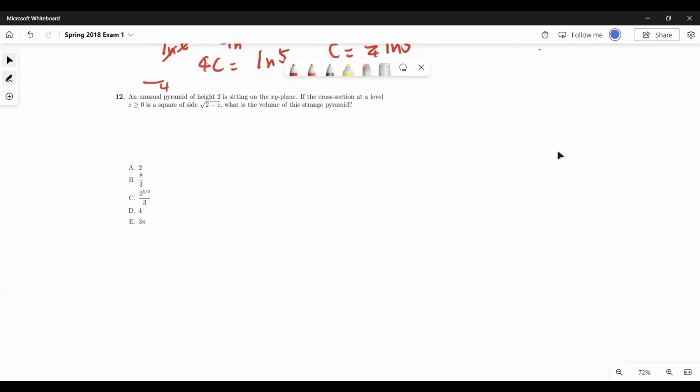So this question asks, if the cross section at level z, for z greater than or equal to 0, is a square of side square root of 2 minus z, what is the volume of the solid? So the volume is the same as the integral of the cross section area. Sorry, my handwriting is bad. And we are given it's the square root of 2 minus z.